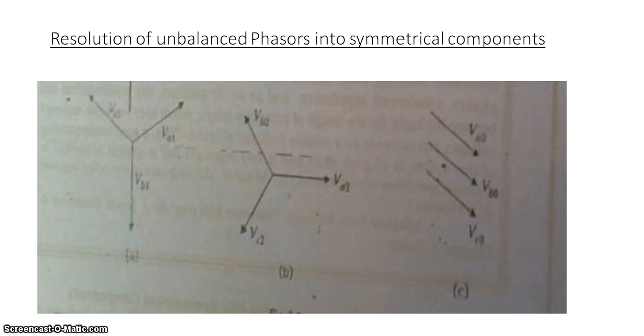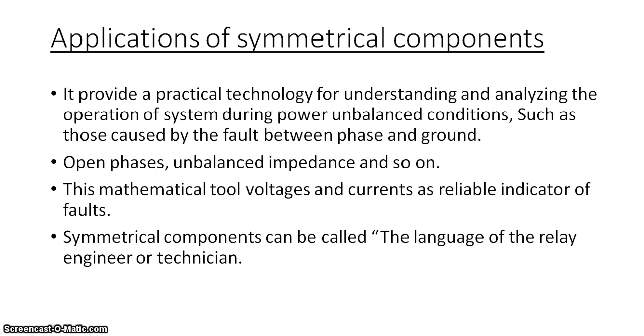The expansion of operator a is cos alpha plus j sin alpha, where alpha is the 120 degree angle in the anti-clockwise direction. Applications of symmetrical components: the symmetrical components are used while solving unbalanced phasors.